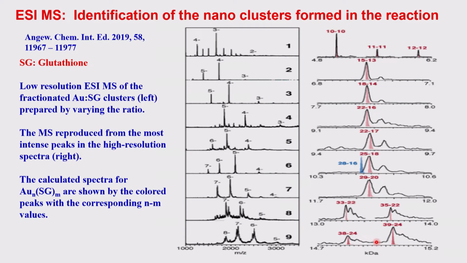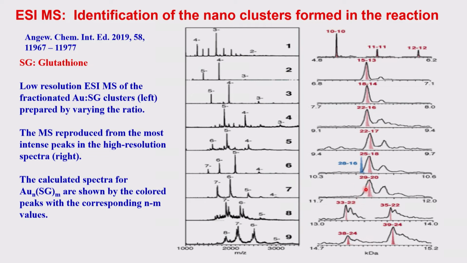So this has a higher thiol group count here, and then lesser and lesser thiol, or glutathione, being added. So you can see that using mass spectrometry you can look at the low resolution and identify the peaks. Then you can pick up one of the peaks and go for the high resolution, and that will tell you the composition.